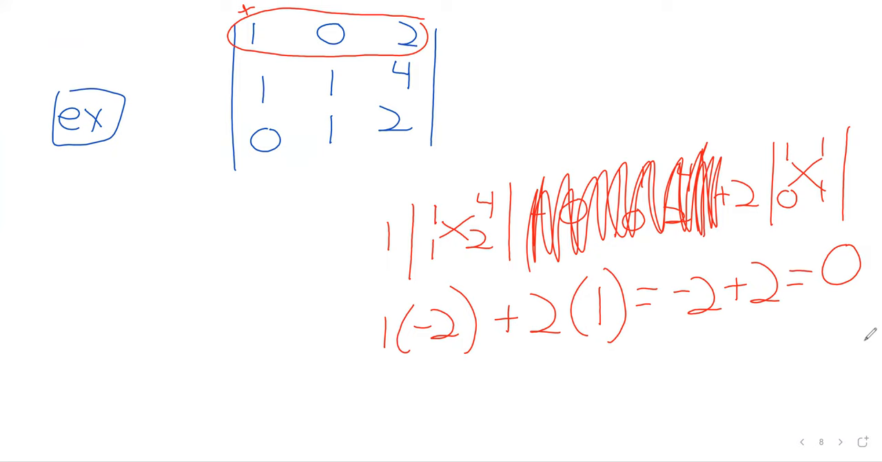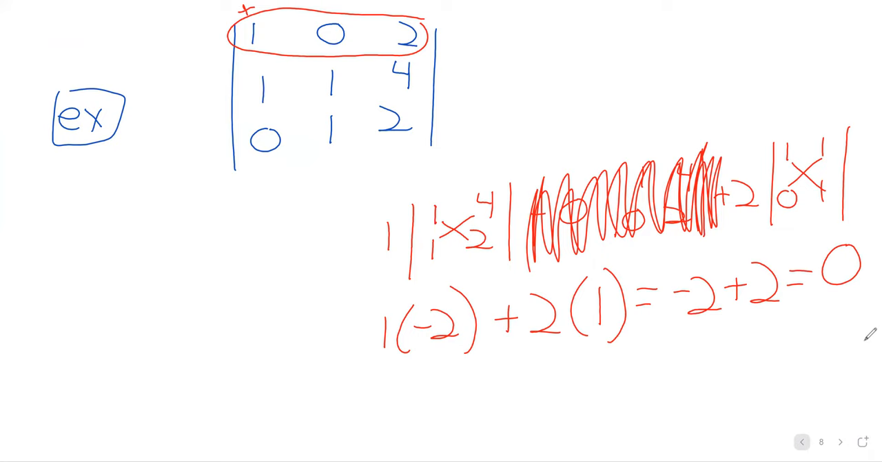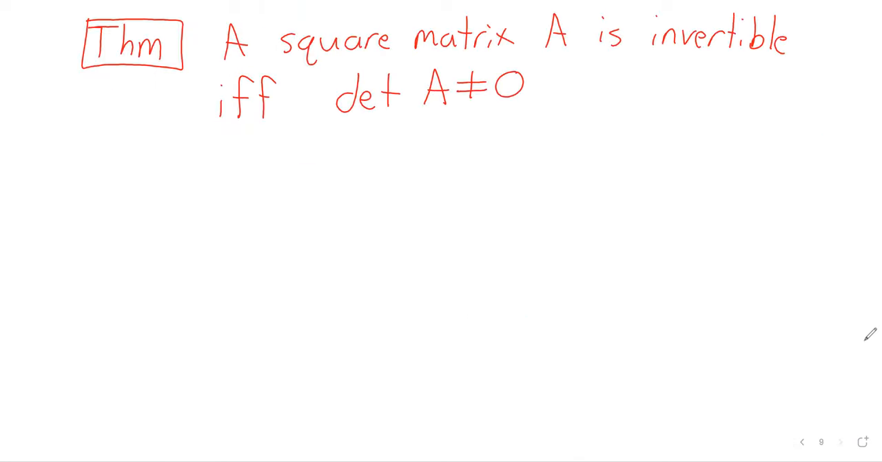So back to this. Here's this theorem. We verified that at least with this matrix, the theorem is true. It's really hard to show proofs of anything involving the determinant, just because the definition of the determinant is so bizarre and so messy. Even writing the determinant of an arbitrary matrix would be hard to do.